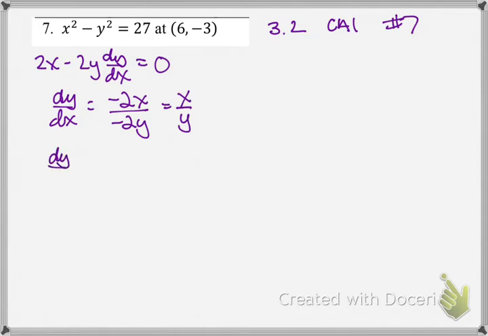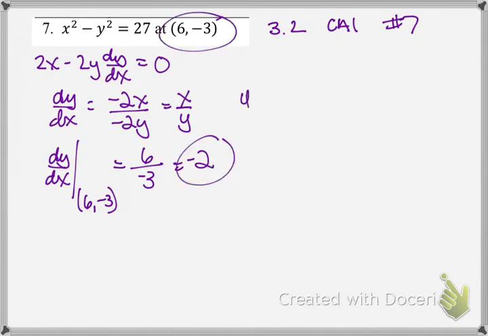So the slope at (6, negative 3): plug in that x is 6, y is negative 3, and the slope is negative 2. And they just wanted the equation of the tangent. So you've got your point, you've got your slope. y minus y1 equals m times x minus x1. And that should be it.